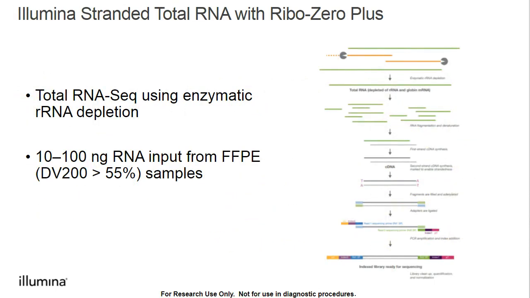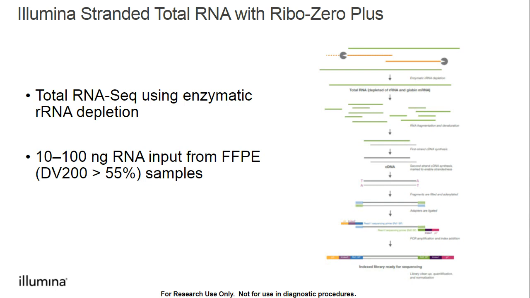So our first option for whole transcriptome sequencing is the newest family of Illumina RNA Prep kits, our Illumina Stranded Total RNA Prep with Ribo-Zero Plus. So this is going to be using an enzymatic rRNA depletion method. And we can see in the workflow diagram there at the top. So this is different from the TruSeq that I'll go through as well.